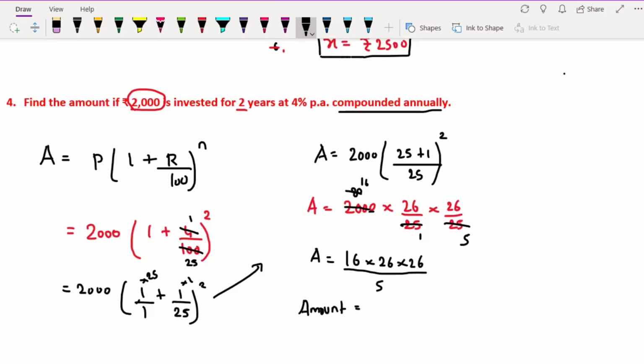So for the final amount, let us use a calculator to find out the value. So 16 into 26 into 26. We got the value as how much? 10,816. That should be divided by 5. So we got the amount as 2,163.2. That is the amount we are going to get after 2 years with the rate of interest as 4%.